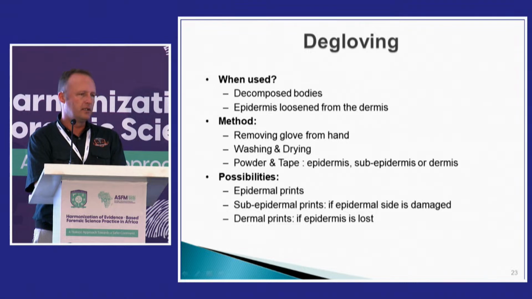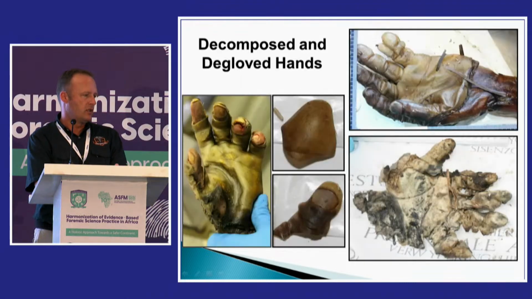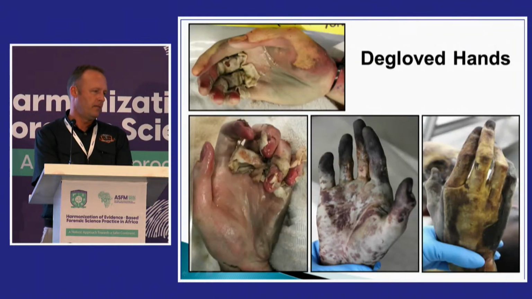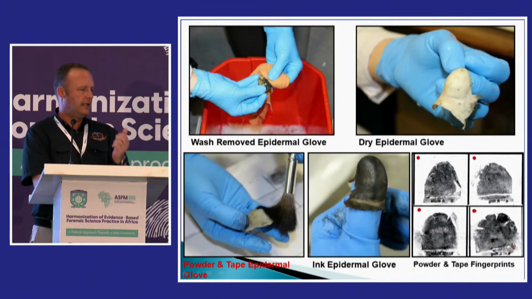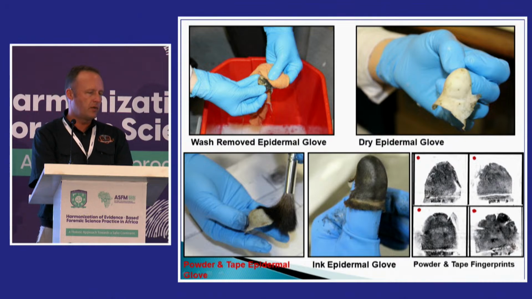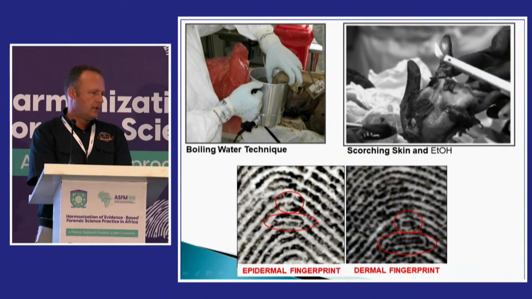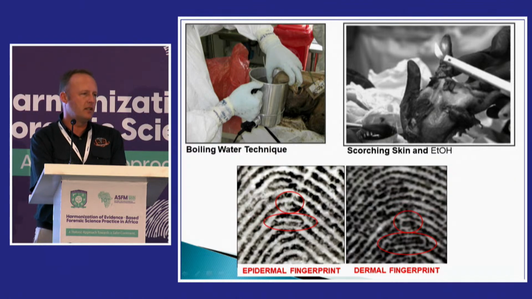Degloving is for decomposed bodies. So decomposed and degloved is the same story, you just clean it again. And after cleaning it, you can use the fingerprint powder and tape, or you can use the ink roller to get a clear fingerprint. Boiling water: if you do not have any dermis left on your skin and only epidermis left, the boiling water technique will give you a nice warm and fluffy finger to use.